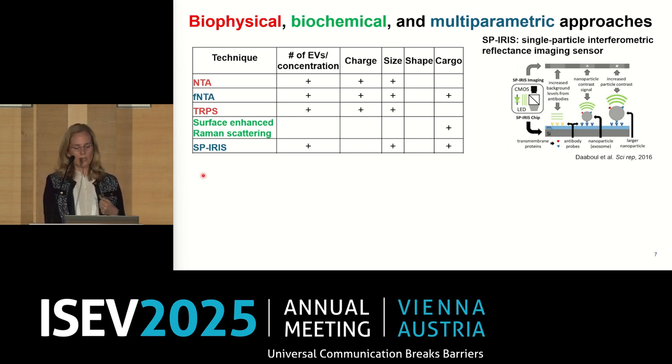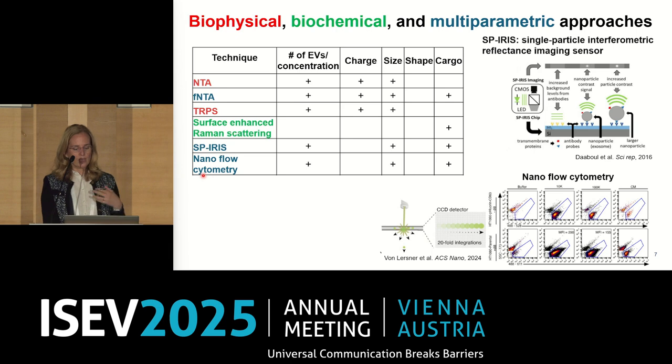One of those is single particle interferometric reflectance imaging sensors. Mouthful, really, but it's a really lovely technique that tells us something about the size of the vesicles using interference microscopy, but it also uses affinity labeling, so it can tell us about particular content or something about molecules that we care about. Are they there, and are they abundant or not?